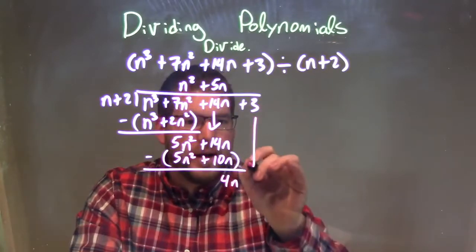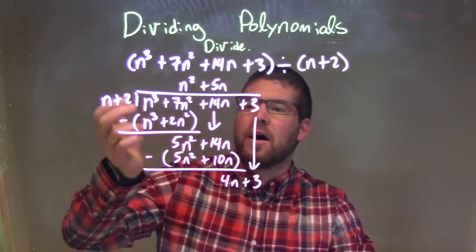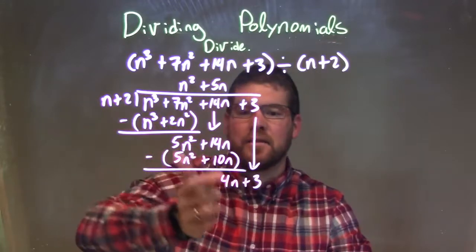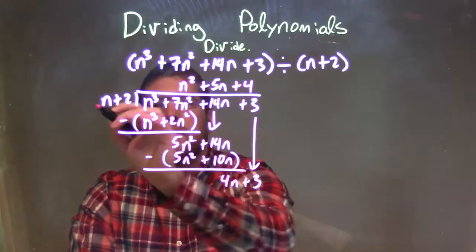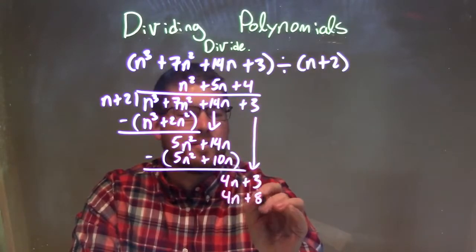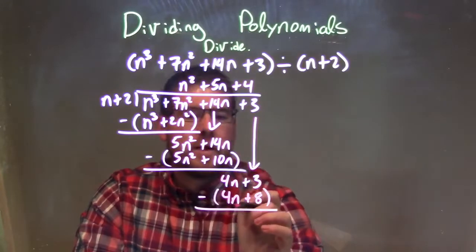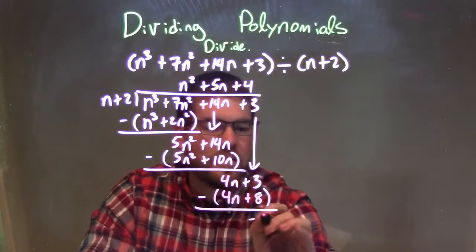Bring down the 3. So now we have our 4n plus 3 here. We have to ask the question, what times n gives me 4n? And that's just 4. So we add a positive 4. 4 times n is 4n, and 4 times 2 is 8. We have to subtract the 2 here. 4n minus 4n is just 0, and 3 minus 8 is minus 5.